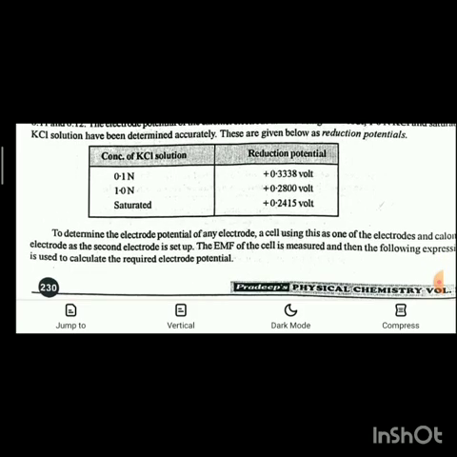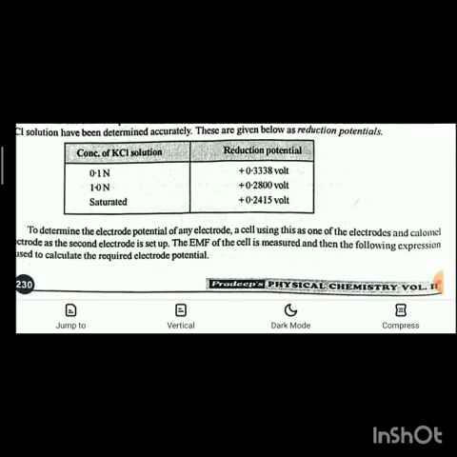To determine the electrode potential of an electrode, a cell using this as one electrode and the calomel electrode as the second electrode is set up. The EMF of the cell is measured and then the following expression is used to calculate the required electrode potential. EMF of cell equals oxidation potential of the electrode where oxidation takes place plus reduction potential of the electrode where reduction takes place. The calomel electrode using 0.1 normal KCl solution is usually preferred because it has the lowest temperature coefficient. However, the calomel electrode using saturated KCl solution is convenient for many purposes and is often used.